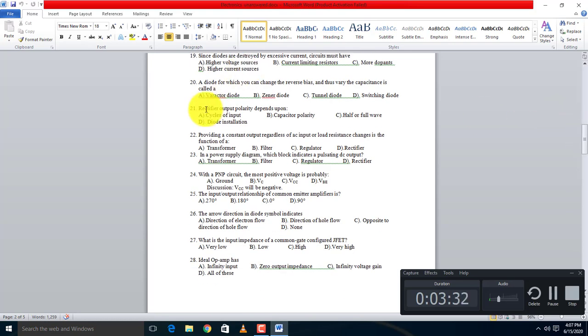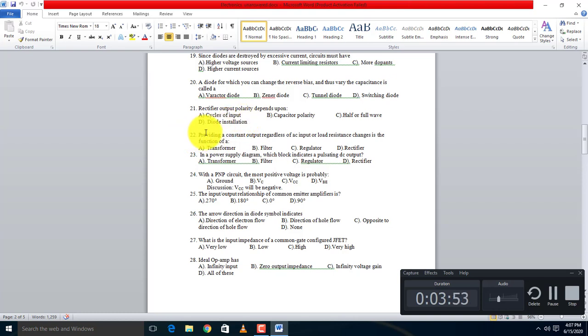MCQ number 21. Rectifier output polarity depends upon the diode installation, like if you want a positive power supply or a negative power supply. If you want a negative power supply, then just change the direction of all the 4 diodes in a bridge, and then the polarity will be negative.